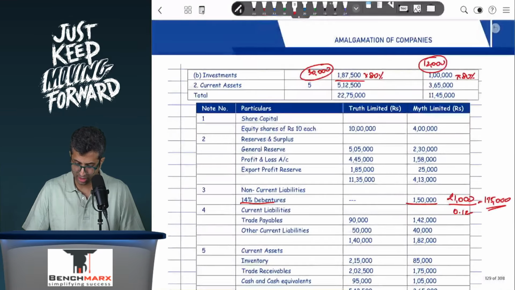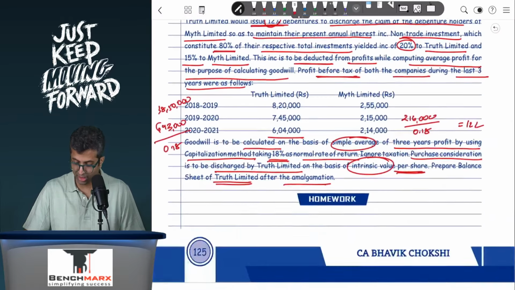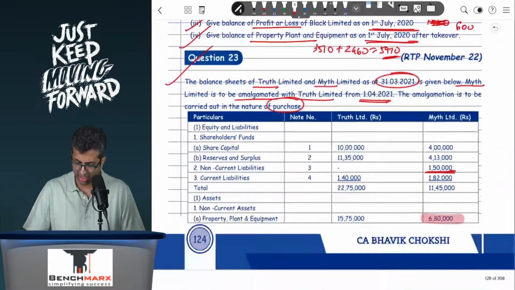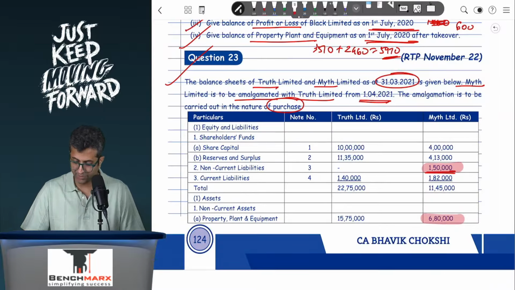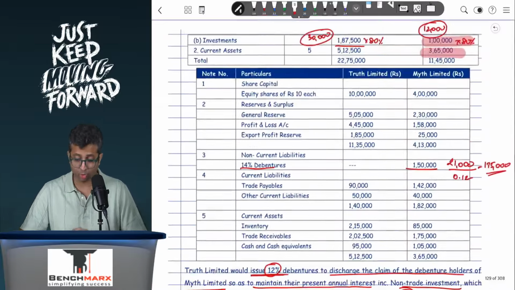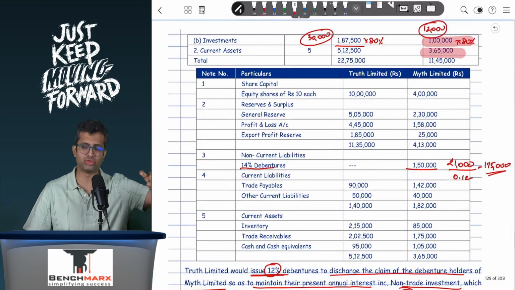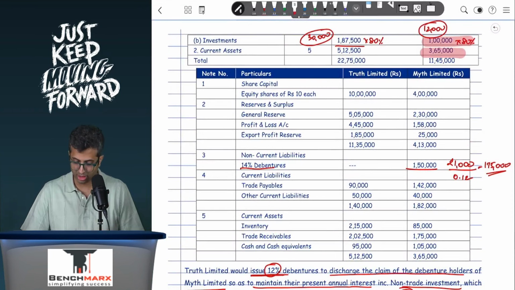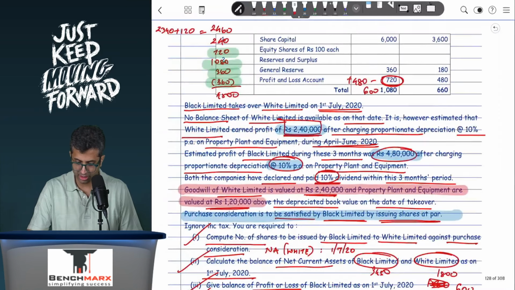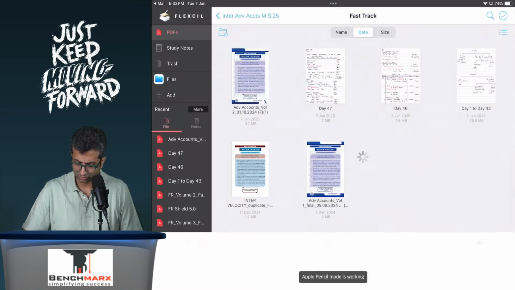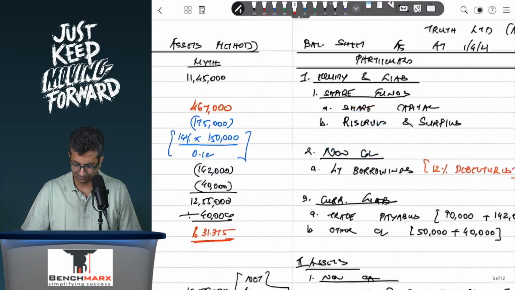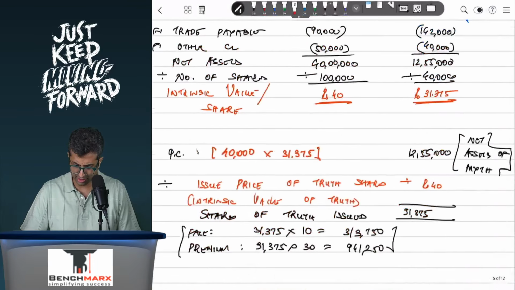6,80,000, there's no change. Investments, let there be non-trade investments. And current assets. But there is also a goodwill. I believe there is a goodwill of around 12 lakhs over here. And minus the liabilities over here will be 175. So for the net assets, I'll have to do it for both companies because I have to find the exchange ratio. I'll have to take the intrinsic value of both the companies.